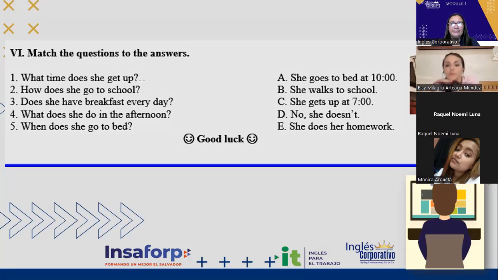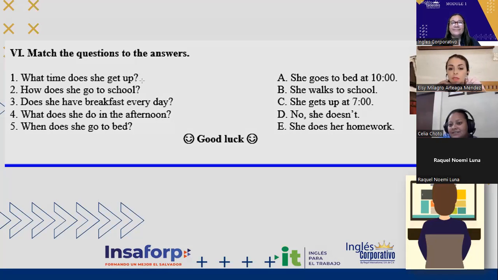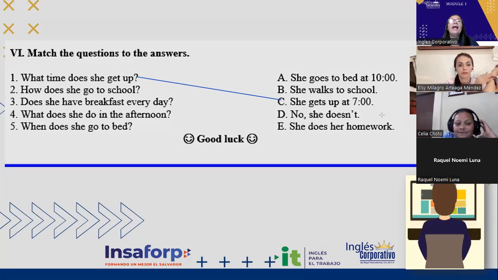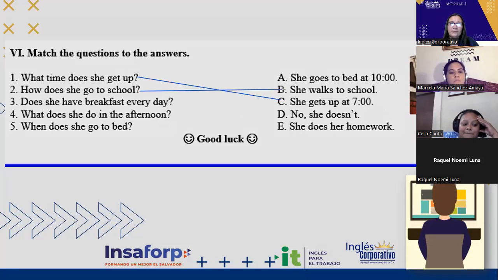What time does she get up? She gets up at 7 o'clock. That's right. How does she go to school? She walks to school.